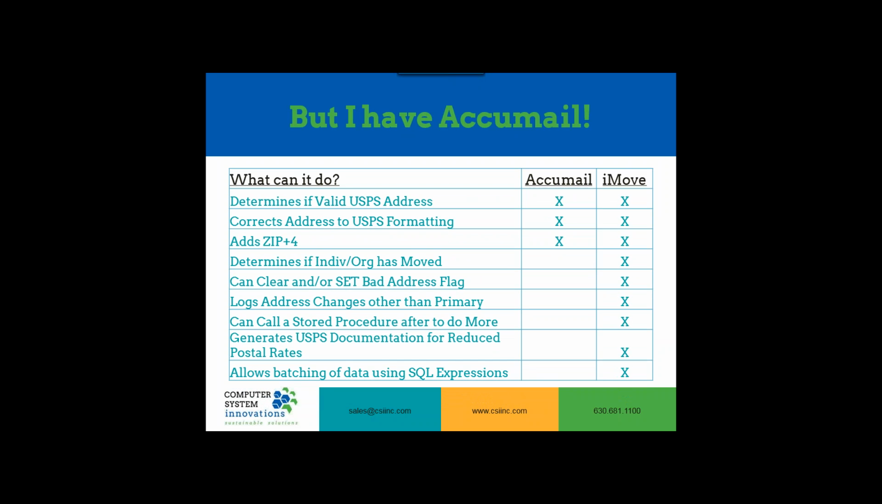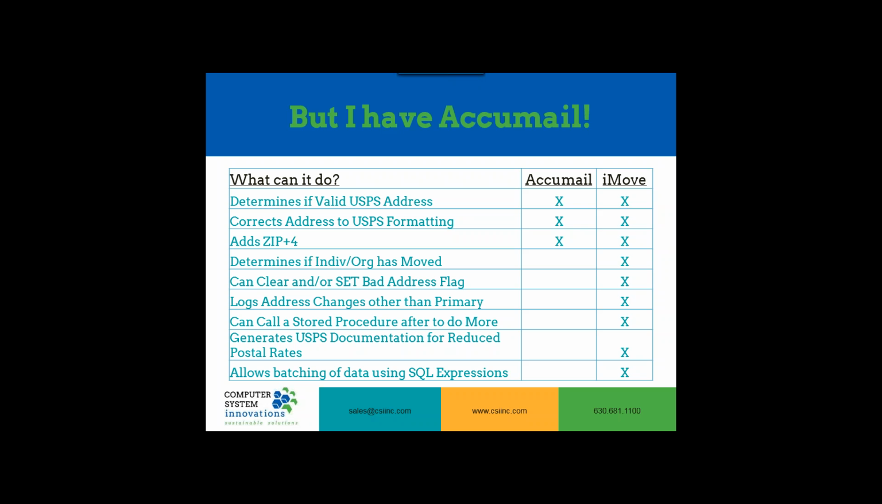This chart tells you the difference between Accumail and iMove. I will say the company that makes the engine behind Accumail actually makes the engine behind iMove. The difference is it's in the cloud for iMove. Both will determine if it's a real postal address. So CSI is at 855 West Prairie Avenue. There is no 85 West Prairie Avenue. If you tried to type that in, it would say, sorry, that street address doesn't exist. Both Accumail and iMove will do that.